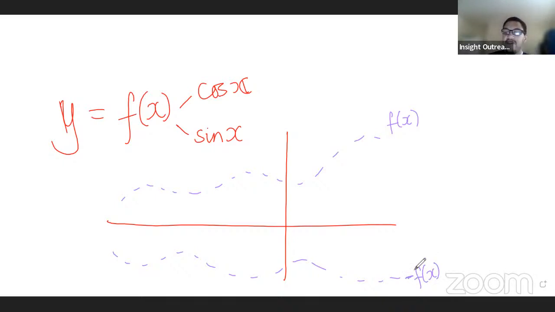What we use in this property is the fact that at some points, sine of x or cosine of x are equal to 1, and at some points, they might be equal to minus 1. One of the examples I gave is something like this. I'll give an example of y equals 1 over x times cosine of x. I'll just write that here.